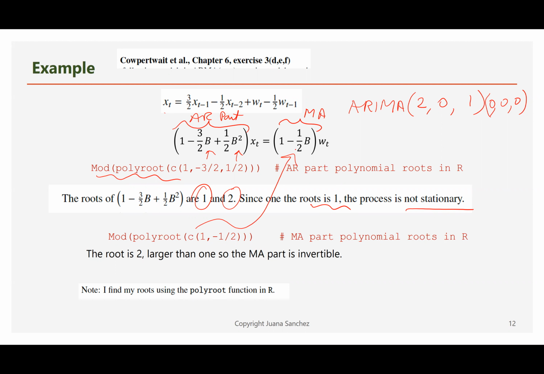And we do the polyroot command in R and find the modulus to get the absolute value. And we find that the root is 2, and therefore the process is invertible. Okay, so the MA part is invertible, but the AR part is non-stationary. So this will not be a good model to forecast.